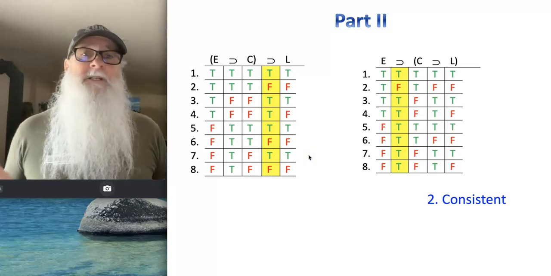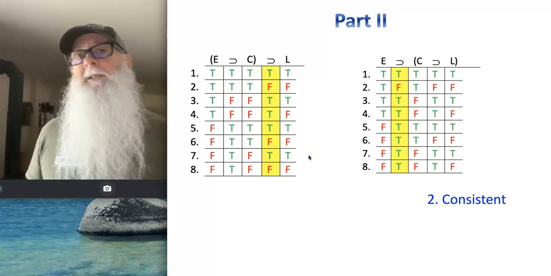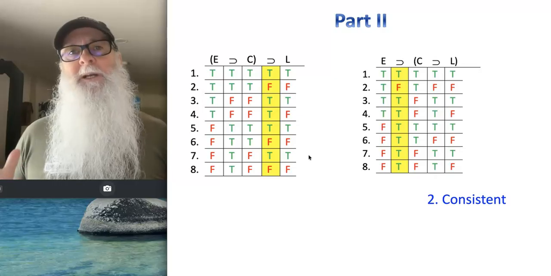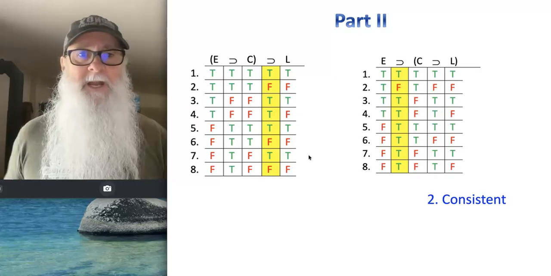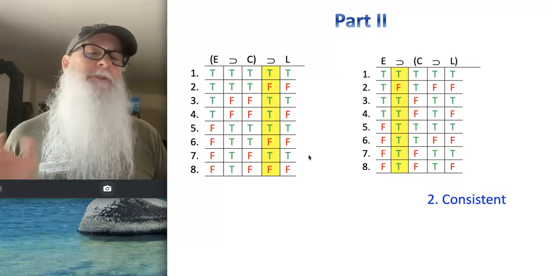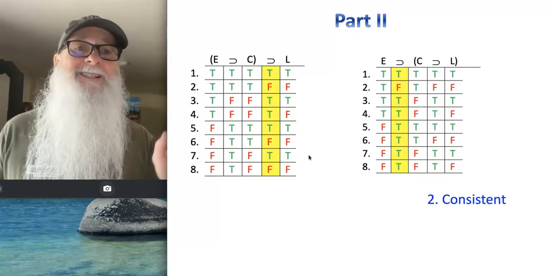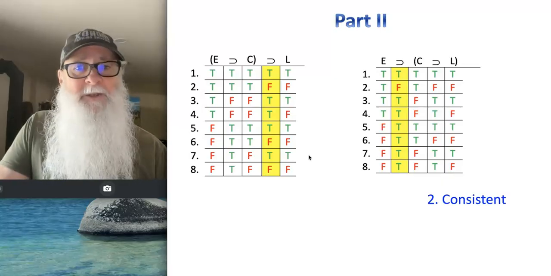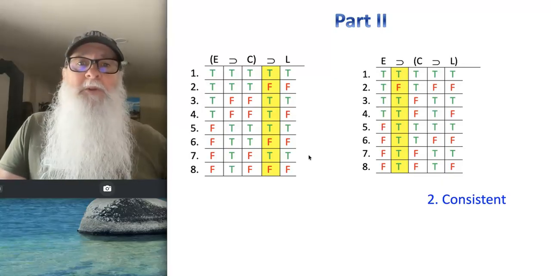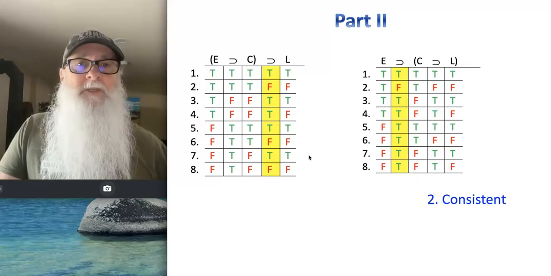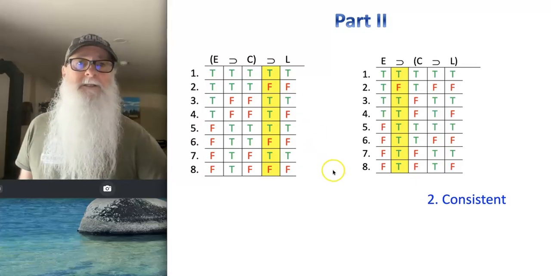For number 2, we've got consistent statements. That means that these statements are both true on at least one line. For example, line 1, both of these statements are true. The truth values don't match exactly on every line, so these statements aren't logically equivalent, but we can see that there's a number of lines, like lines 1 and 3 and 4 and 5, where both of these statements are true at the same time, and that tells us these statements are consistent.